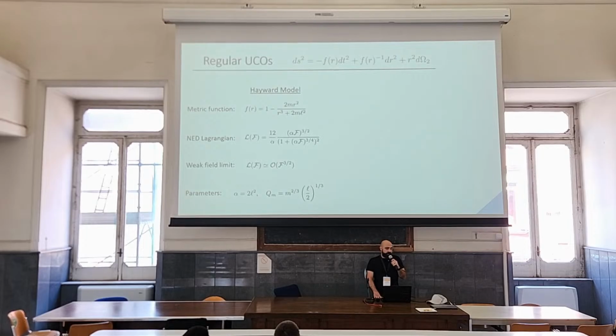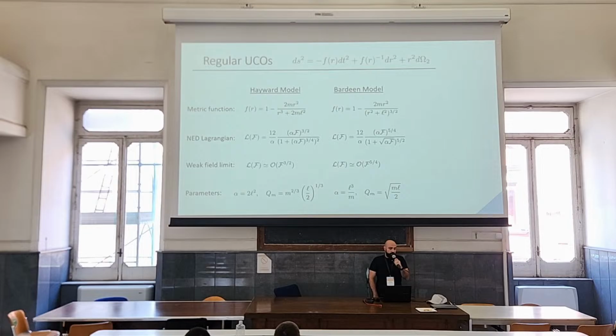So a first example will be the Hayward model, where we have this metric function, and by picking a Lagrangian density of this form, where you can see we have an additional parameter alpha, we can pick the parameters alpha and the magnetic charge in a specific way that we can actually source the Hayward model. Here, the weak field limit of this Lagrangian is stronger than the Maxwell limit, and this is an unpleasant feature of this theory, but the model I'm going to use will have this limit, as I will show you in a bit.